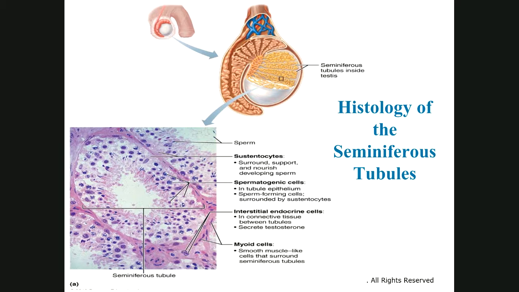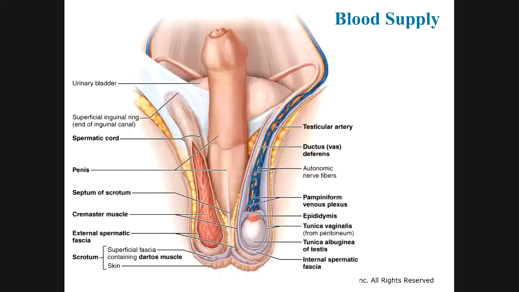So now we are going to talk about the blood supply for the testis. Testicular arteries arise from the abdominal aorta. Testicular veins arise from, let me pronounce it correctly, the pampiniform venous plexus that are actually surrounding each testicular artery.